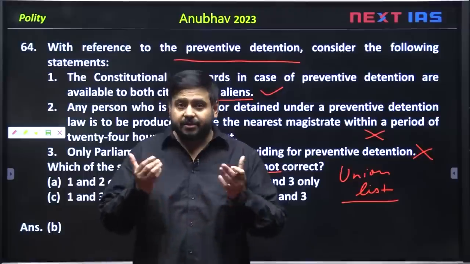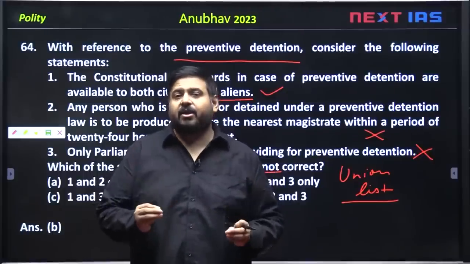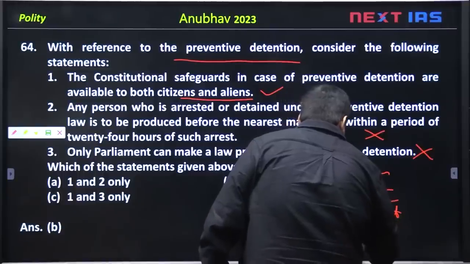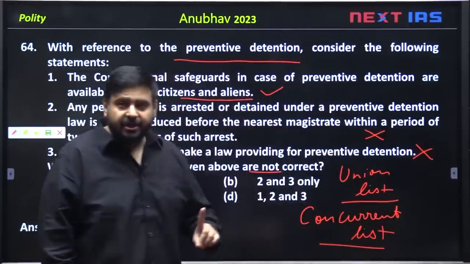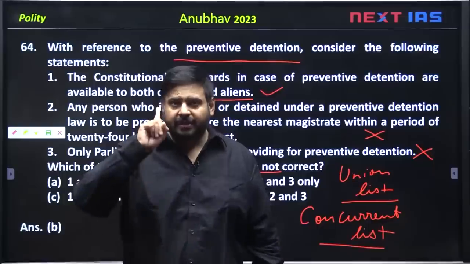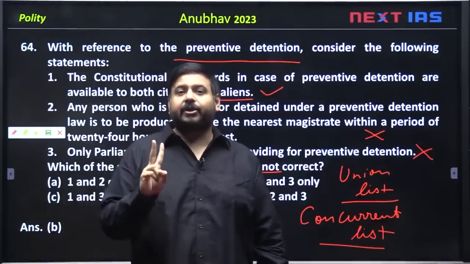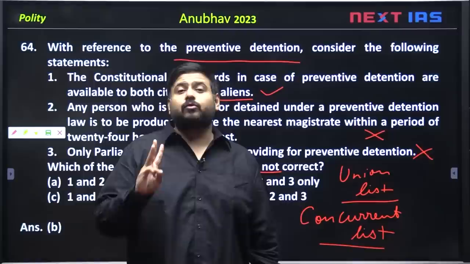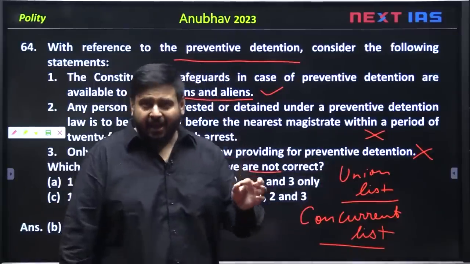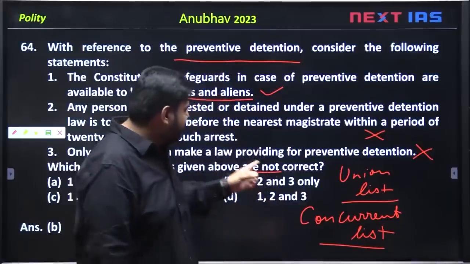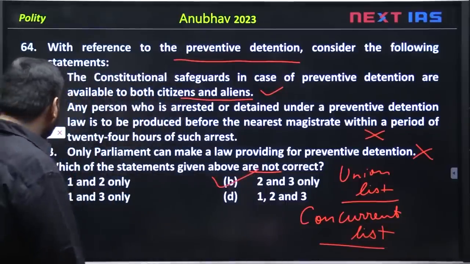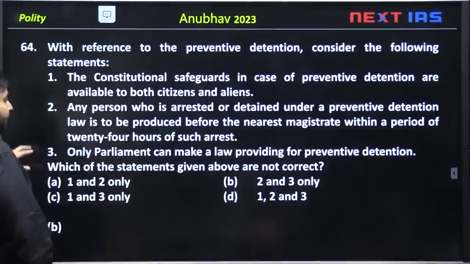When it comes to the state government, under Entry 3 of the Concurrent List, even the state legislature can make law for preventive detention in case it includes the maintenance of public order, the security of that state, or the provisions for essential commodities and services. In these cases, both state and the Parliament can make the law. It means the third statement is incorrect. So, the correct answer for this is B, 2 and 3 only. Okay. Now, let us go to the next question.